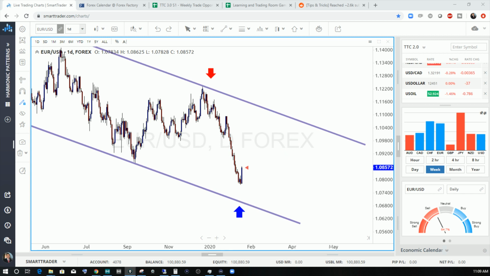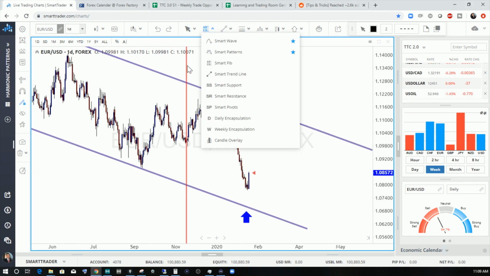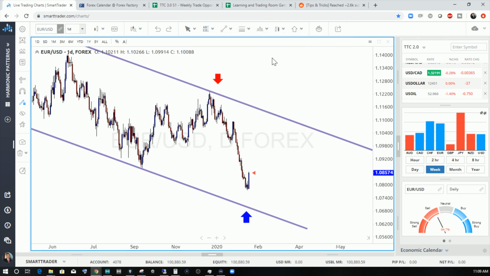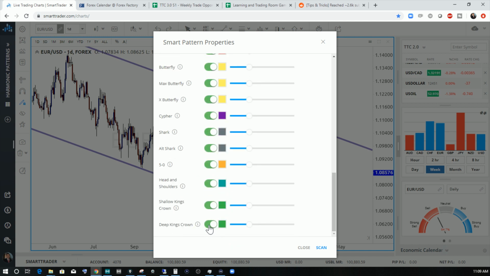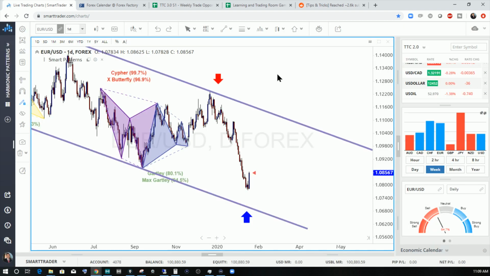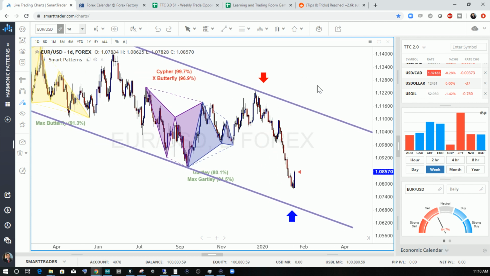And so what I've got here is a tool called Smart Patterns, right? And if I click onto this tool right here, it's going to give me the option to scan quite a few different setups, right? Some of them I don't really want, but I want to look for patterns. So I'm looking for patterns that are setting up that are going to help us identify.